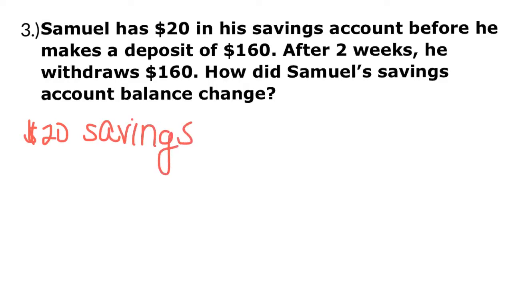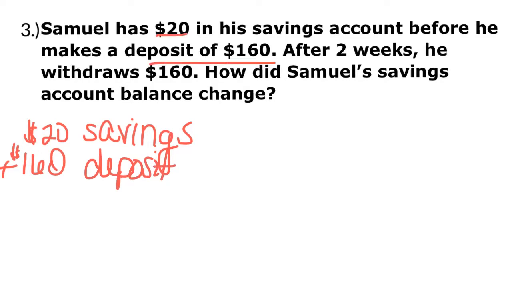And then he makes a deposit. So that's going to add money to our account. Plus $160 deposit. So he has 20, he deposits 160, then he withdraws 160. So that's going to look like minus $160 for a withdrawal.